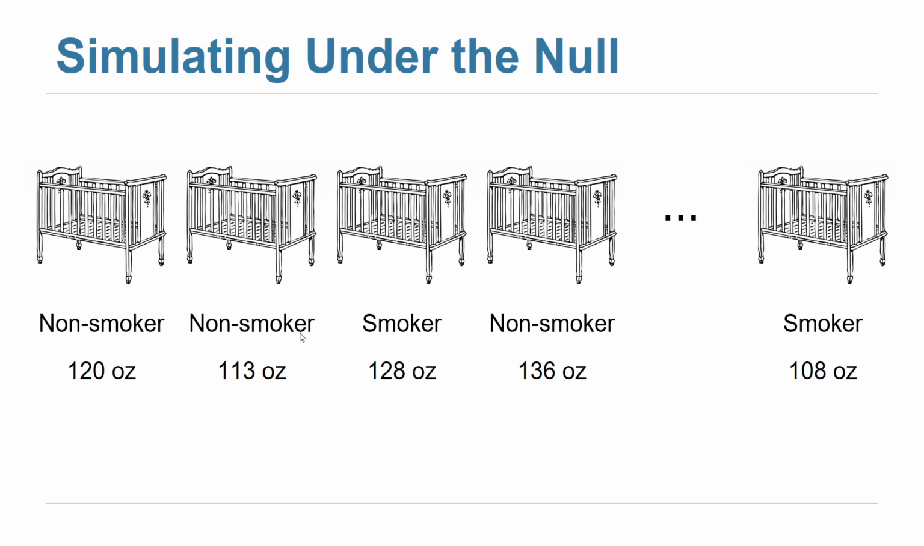What does that mean? It means that whether the mother is smoking or non-smoking doesn't matter. So the weight of the baby doesn't depend on the fact that the mother is smoking or non-smoking. That's actually the meaning of the null hypothesis. Both came from the same distribution, so the label of smoking or non-smoking doesn't matter.